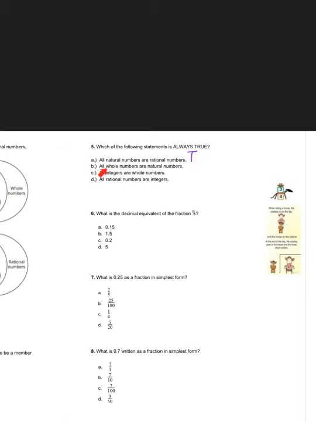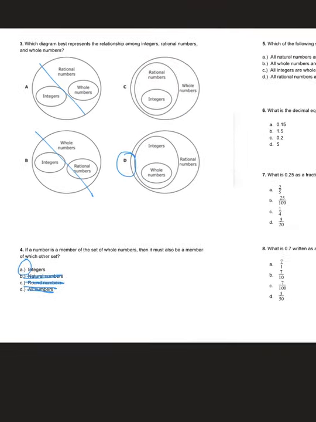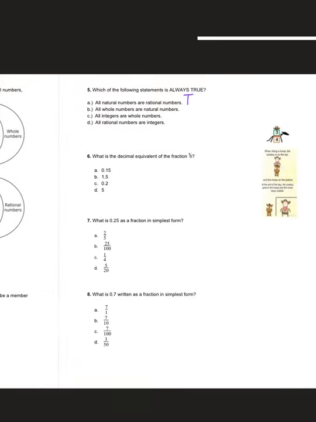So this one says all whole numbers are natural numbers. When I look back at my picture, here's my whole numbers. Are all of those whole numbers inside of the natural numbers? No. The whole numbers group is a lot bigger, so there are more numbers in the whole number group that are not in the natural numbers. So that answer is false.